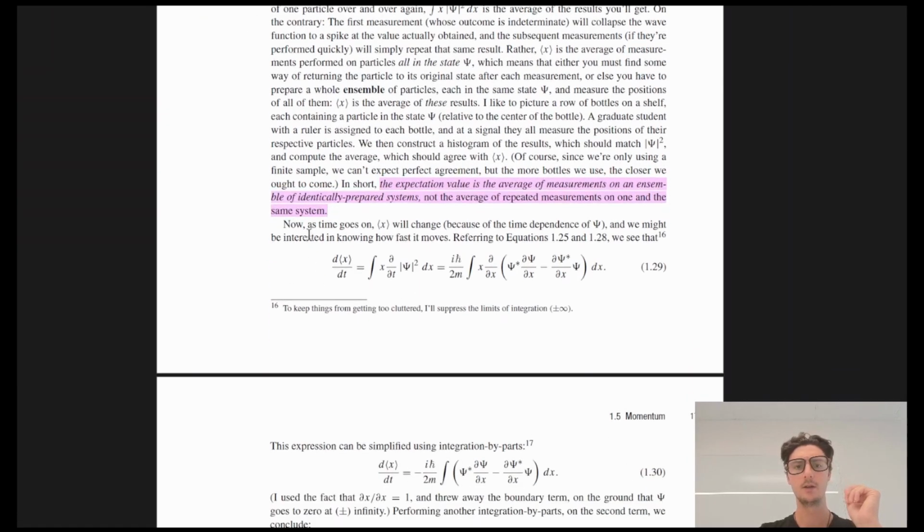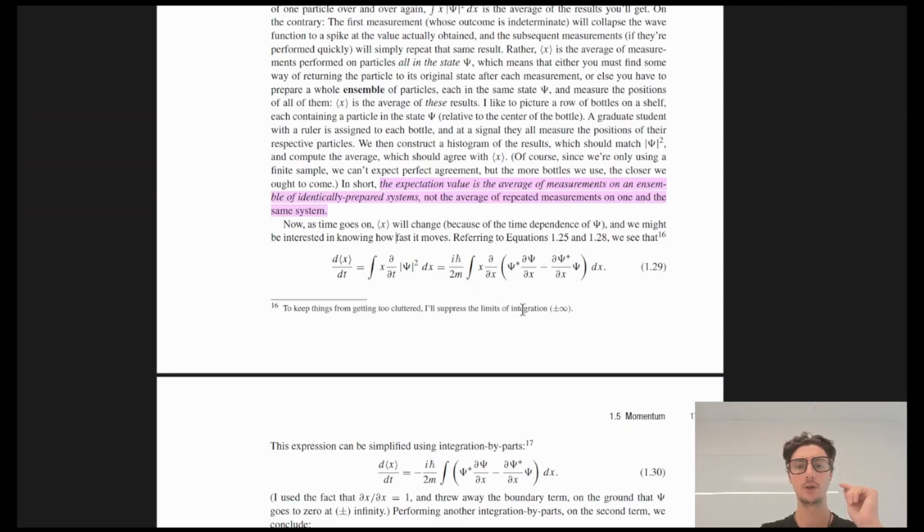Some pink, not bad. Now, as time goes on, the expectation value of x will change because of the time dependence of psi, and we might be interested in knowing how fast it moves. Referring to equations 1.25 and 1.28, we see that... To keep things from getting too cluttered, I'll suppress the limits of the integration.